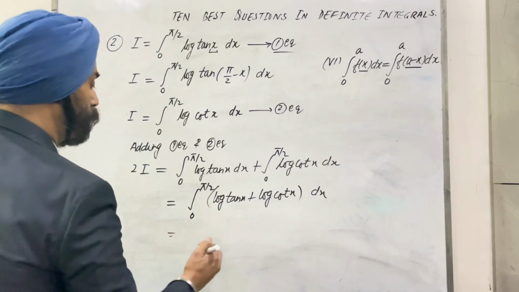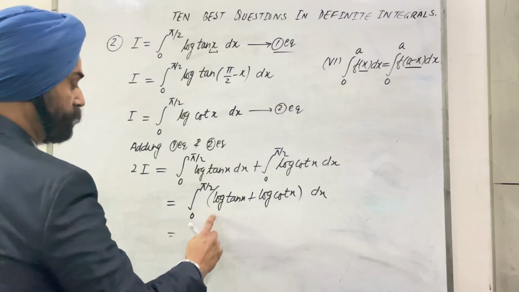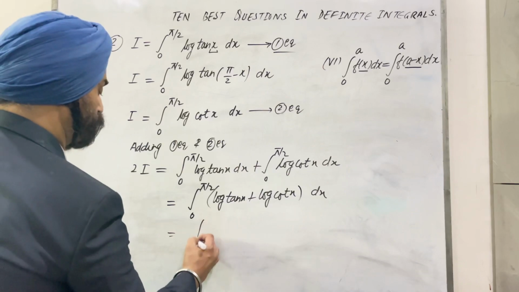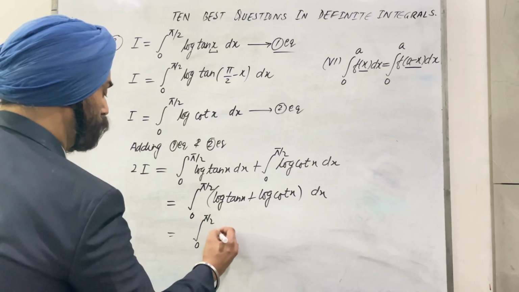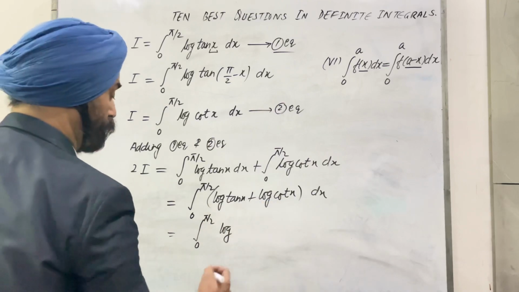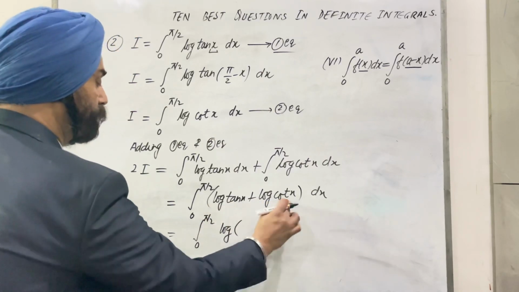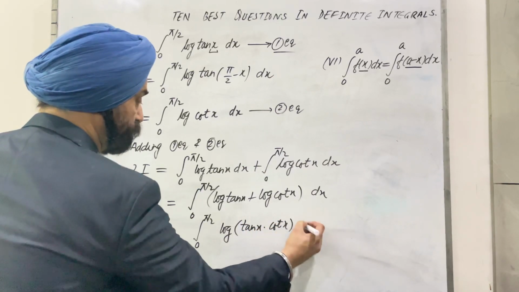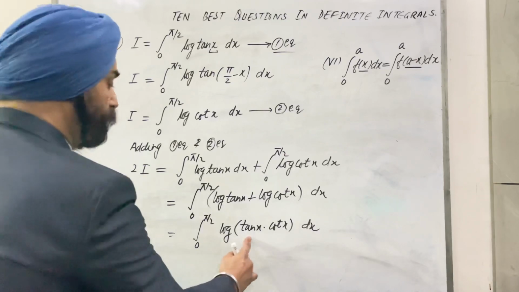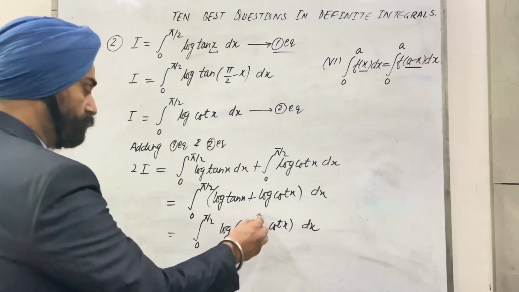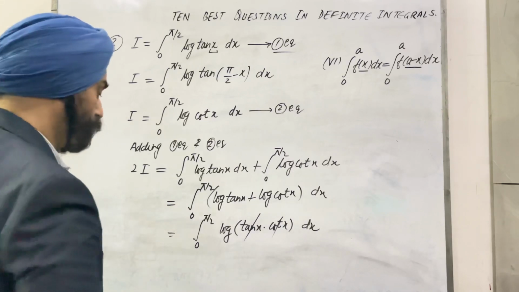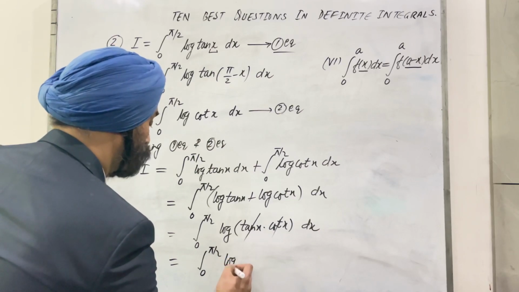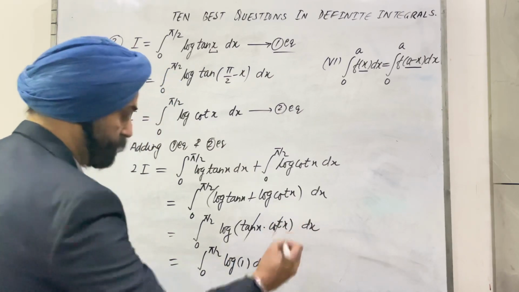Now again we'll make use of the log property. Log m plus log n is log of m multiplied by n. So this becomes the integral from 0 to pi upon 2. Remember, log will be appearing once only and tan and cot will be multiplied together. So we have tan x multiplied by cot x and this dx remains there. Tan and cot are reciprocals of each other. So tan multiplied by cot will give us 1. So what we get is the integral from 0 to pi upon 2 of log of 1 dx.